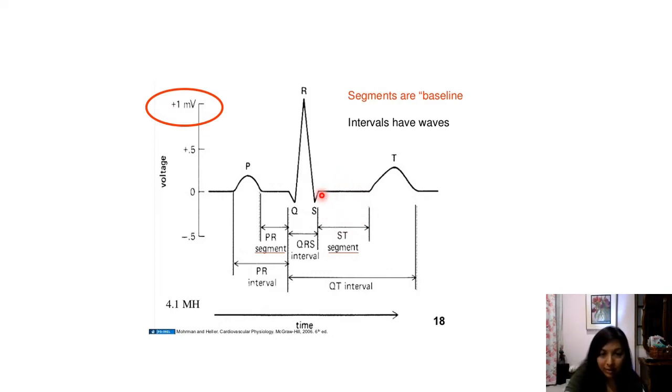And then from here you have the ST segment, which is from the S wave to the start of the T wave, and that's usually isoelectric. And then you have the T wave, which represents ventricular repolarization. And the two main intervals you talk about in the ECG are the PR interval and the QT interval. And they have different significance, which you will see in your more detailed notes.